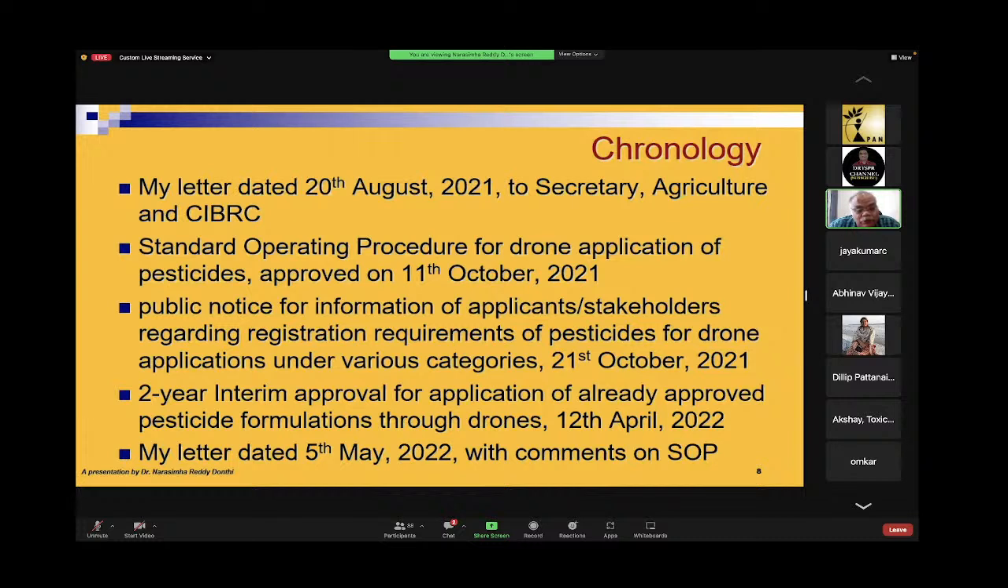But even today, that violation is continued, and even the government of India, and especially Director General of Civil Aviation, they are allowing drones to operate, to spray, despite a law saying there is a ban. I think this we need to note.